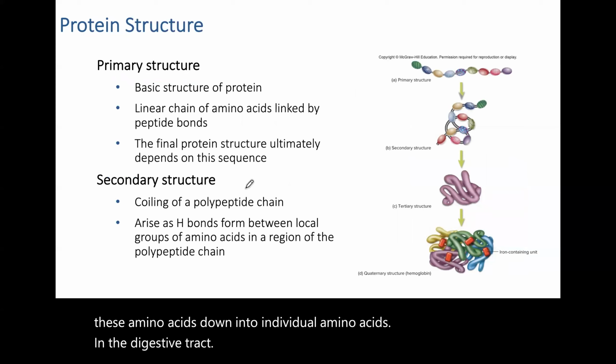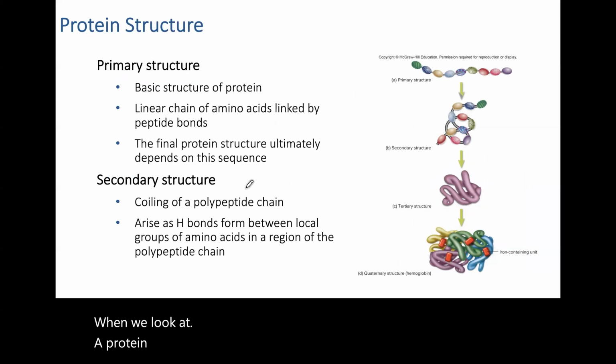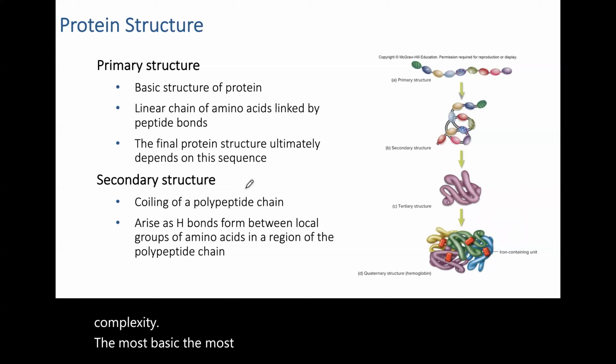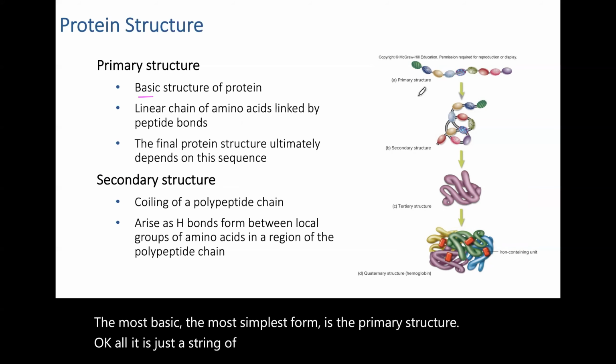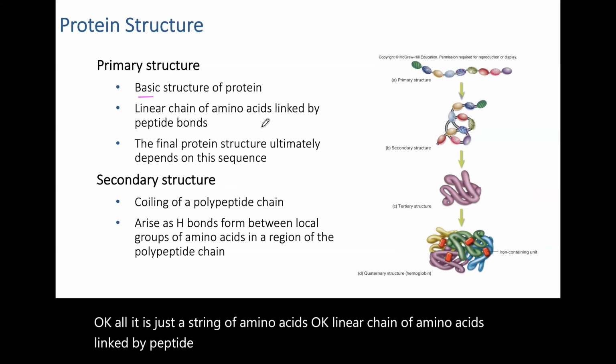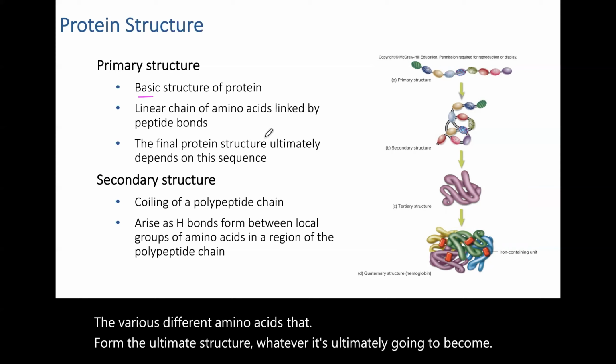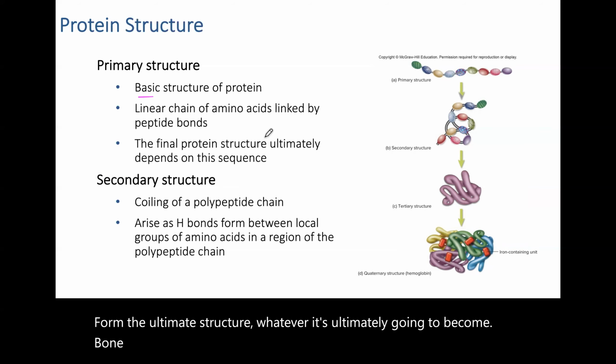When we look at a protein structure, it has 4 different levels of complexity. The most basic, the simplest form, is the primary structure. All it is, is the string of amino acids. A linear chain of amino acids linked by peptide bonds. This is ultimately the various different amino acids that form the final structure, whatever it's ultimately going to become: bone, collagen, elastic fiber, whatever.